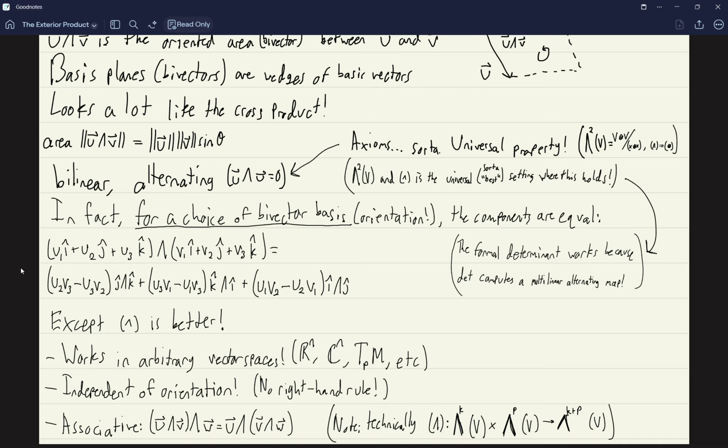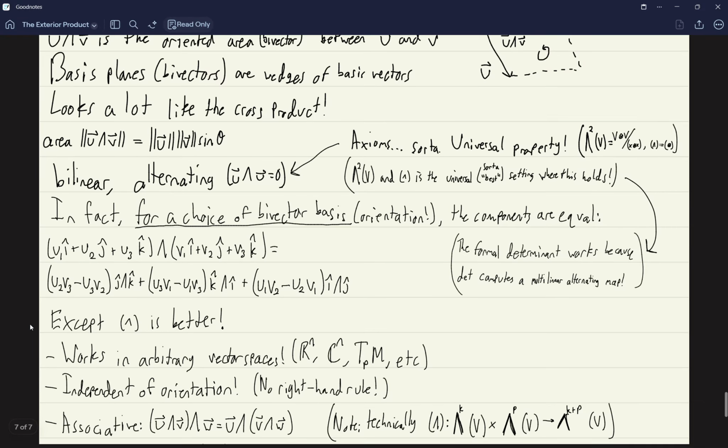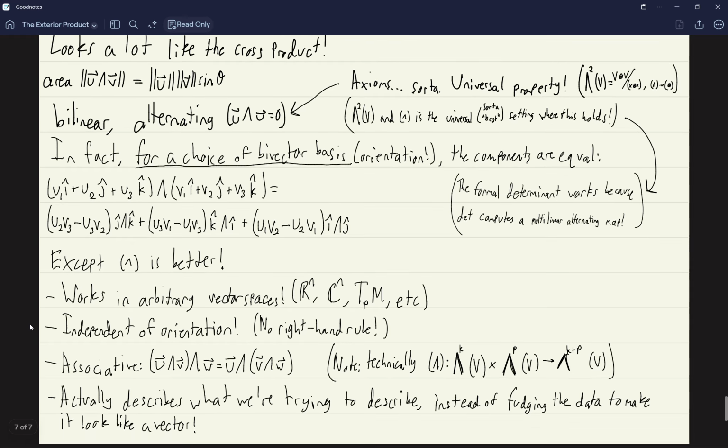That's good news. Thank goodness. Now, technically, to talk about associativity here, since I'm wedging a bivector and a vector, we would really be looking at the more general wedge product that takes in a k-vector and a p-vector and gives you a (k plus p)-vector. So really, we're looking at a trivector here that's an oriented volume, but it doesn't really matter. The point is that it's associative, while the cross product wasn't.